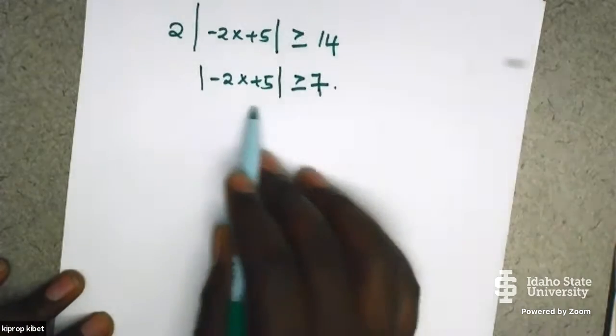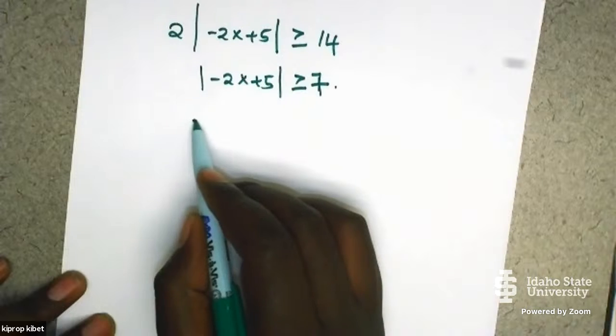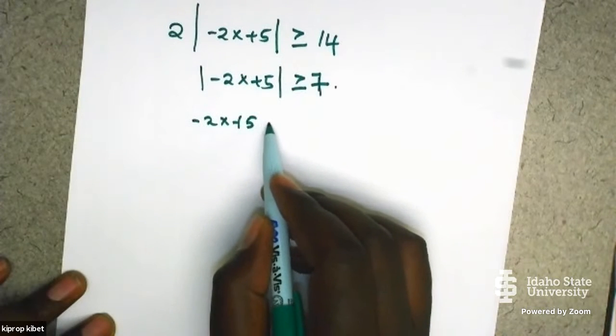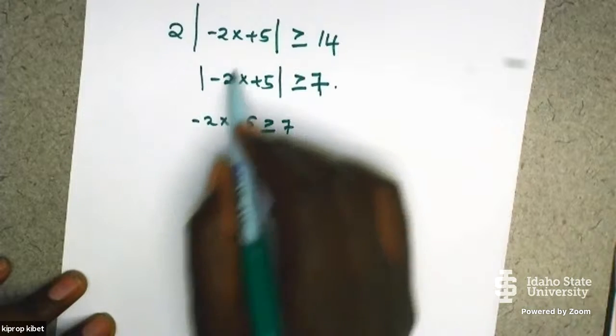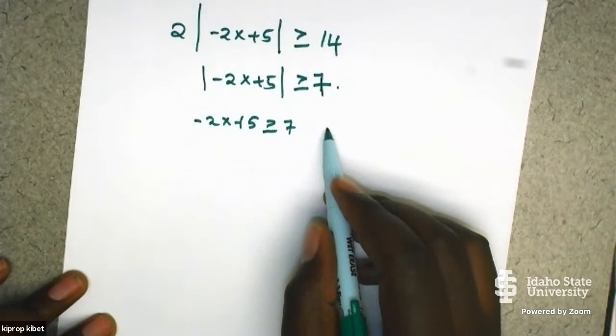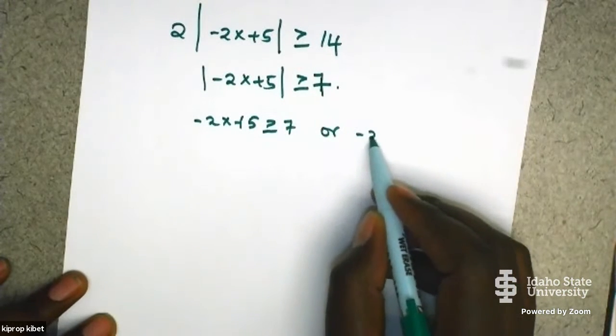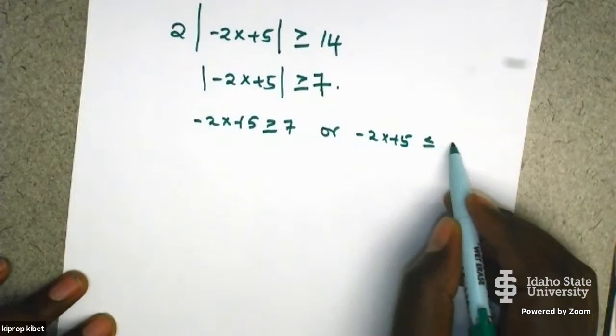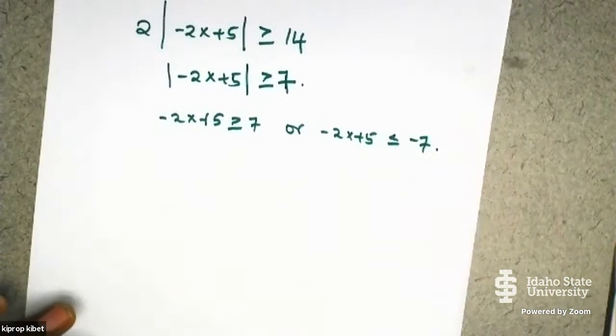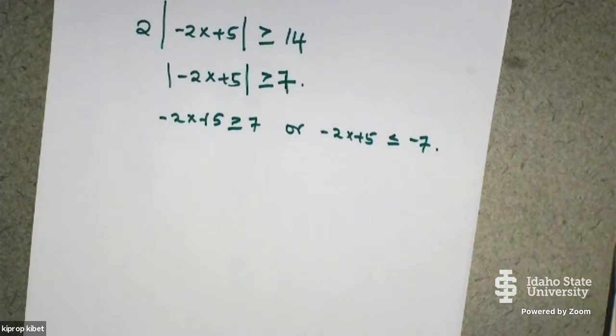Now what happens here? So it will be minus 2x plus 5 greater or equal to 7. And this one now changes the what? If you put the minus here, it changes the sign. Or minus 2x plus 5 less or equal to minus 7. Is this one or and? It is or, right? Yeah, because this one is greater. So this one is or.